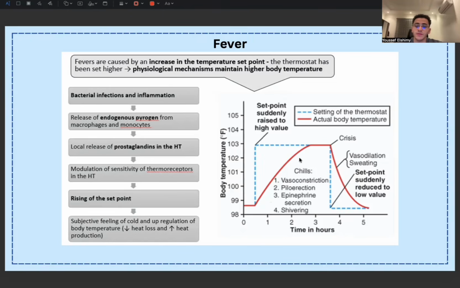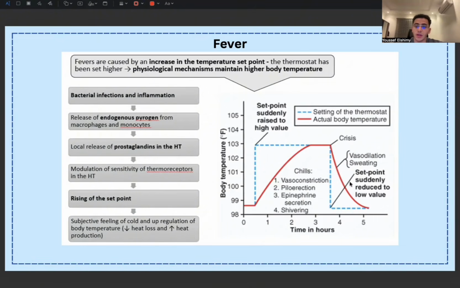And after a while, when the temperature resolves down, the bacteria resolves and everything goes back, a crisis happens. So what happens is the set point suddenly goes back to the normal. Originally, you had a body temperature of 39, but now the set point is 37.5. So the body perceives that you have a high body temperature and it needs to drop it back to the normal. So the mechanism of vasodilation as well as sweating increases. And that's why it is the resolving phase of the fever.